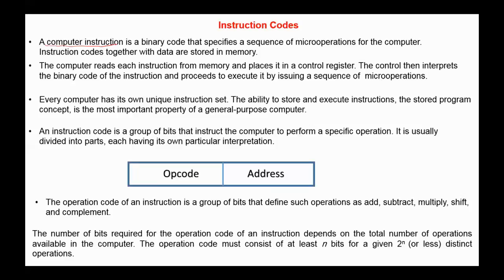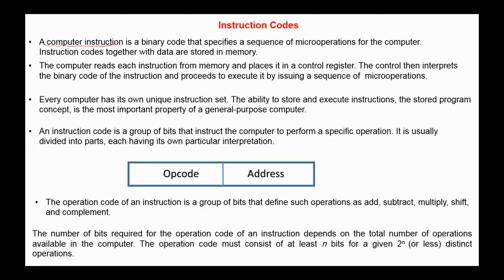John von Neumann. The computer reads each instruction from memory and places it in a control register. The control then interprets the binary code of the instruction and proceeds to execute it by issuing a sequence of micro-operations. Every computer has its own unique instruction set.